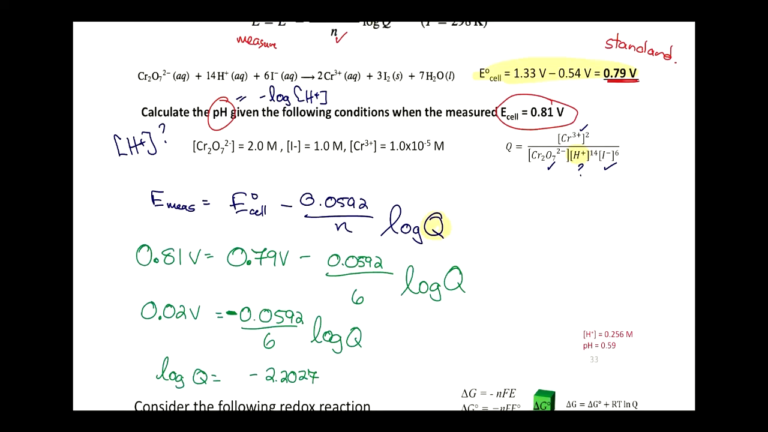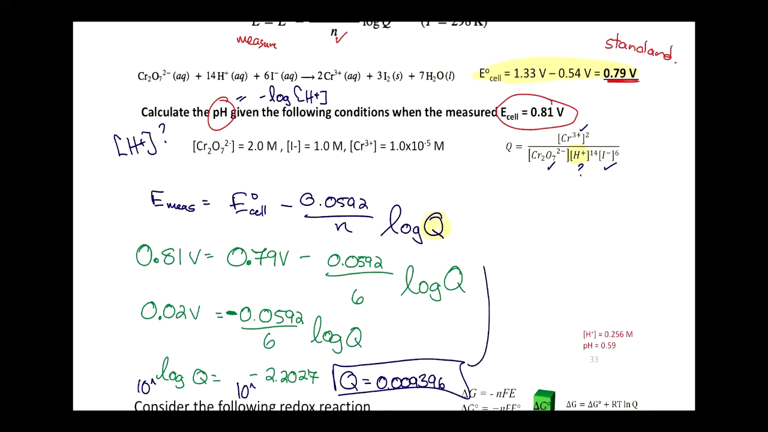Remember, this is a log scale. Back when we were doing delta G, it was a natural log where you took e to both sides. But in this case, because it's a base-10 logarithm, we're going to go back to 10 to both sides. So that's how we undo the logarithm. And so we get Q is equal to 10 to the negative 2.027. So Q is equal to, what is it? 0.009396. That is what we need. That's the ratio of products over reactants we need to achieve this cell potential.